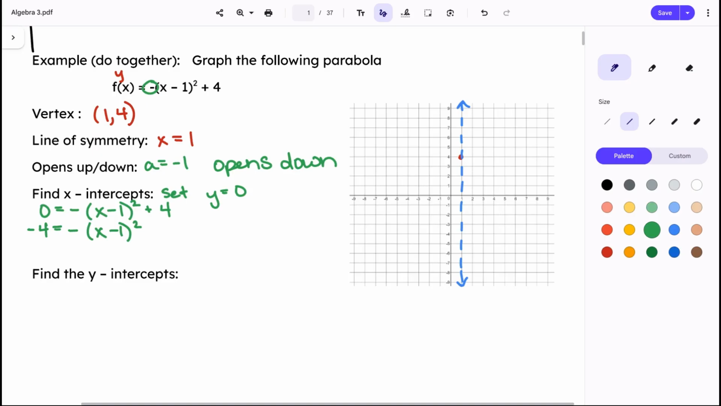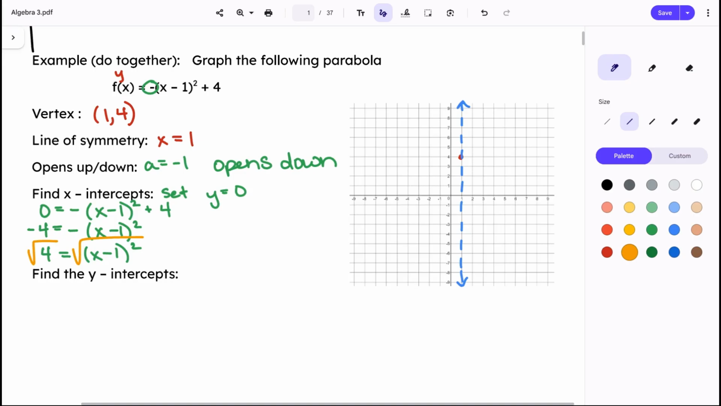Let's get rid of that negative sign. How would I do that? Divide by negative 1 on both sides. All that's going to do is change the sign. So this negative 4 becomes positive 4, and it equals (x minus 1) squared. Hopefully you can see now I got that quantity in parentheses by itself. It's all squared. So what I want to do is square root both sides. Okay, so that's my next step here.